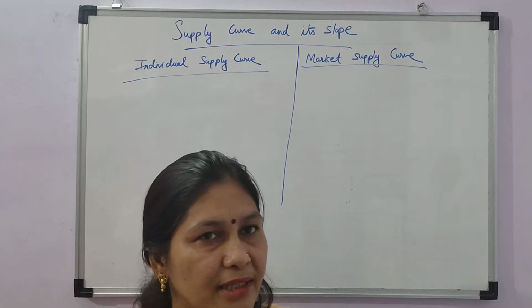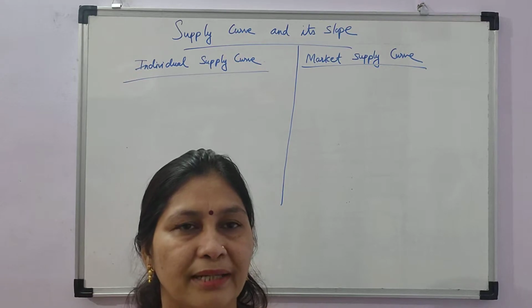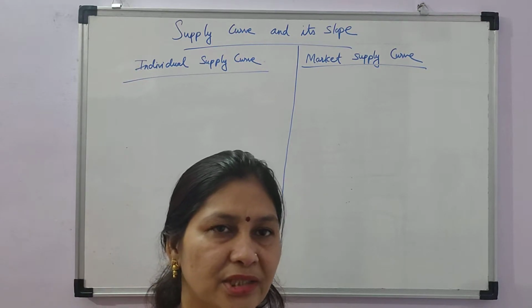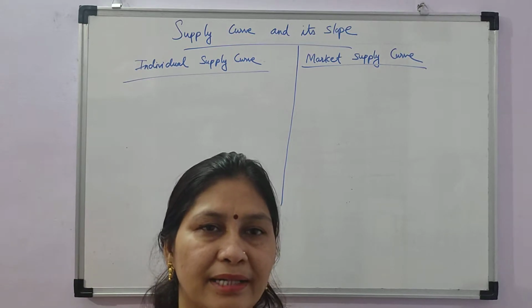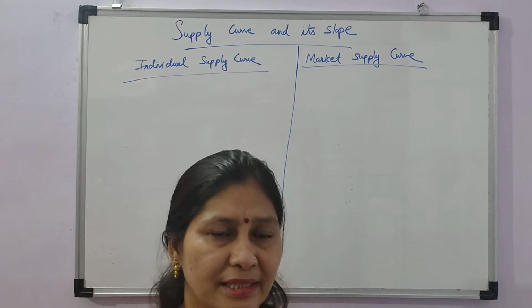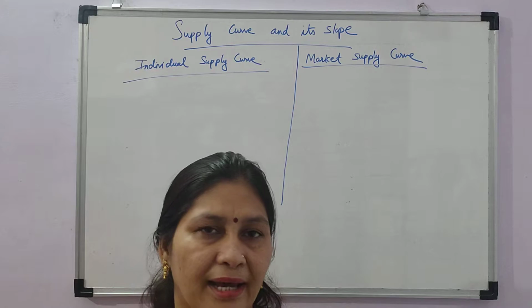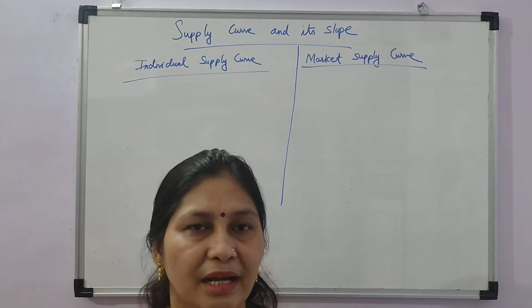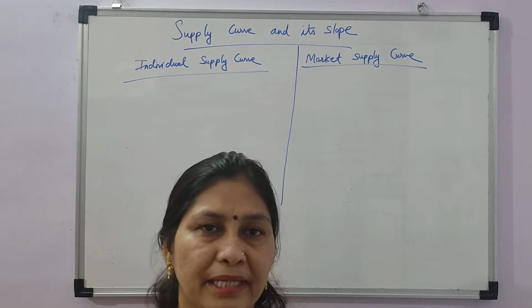So students, you have studied what is supply schedule and what is supply curve. As you all know, supply curve is a graphical representation of the supply schedule, and this curve is also of two types, that is individual supply curve and the market supply curve. Individual supply curve is the graphical presentation of the supply of a single producer, and market supply curve is the graphical presentation of more than one producer or many producers.